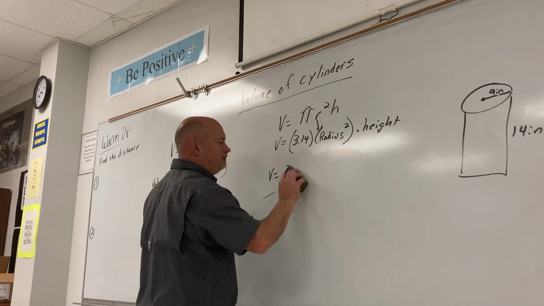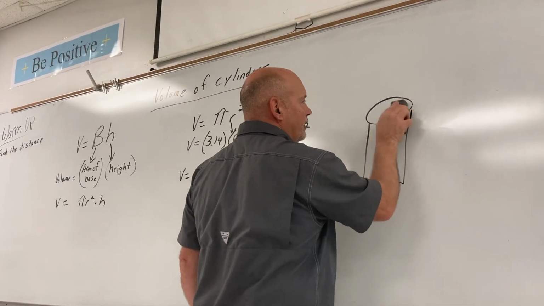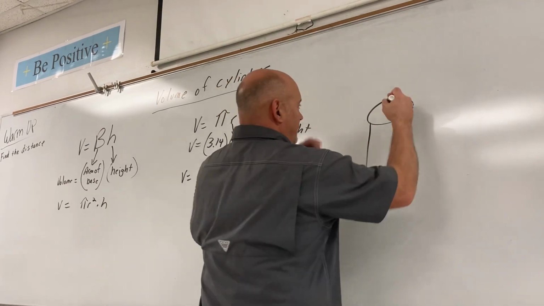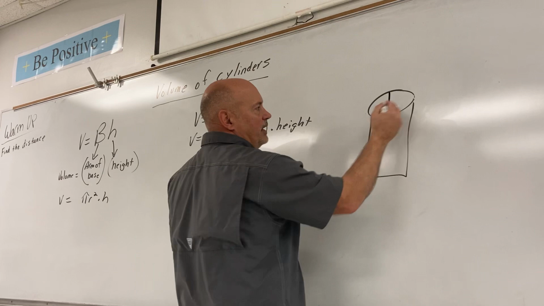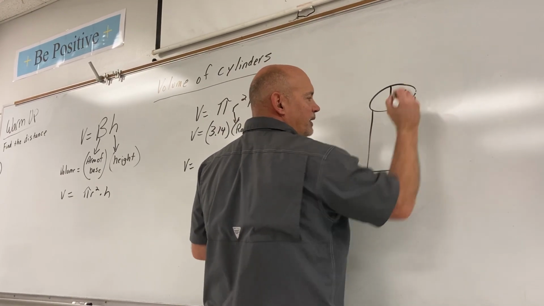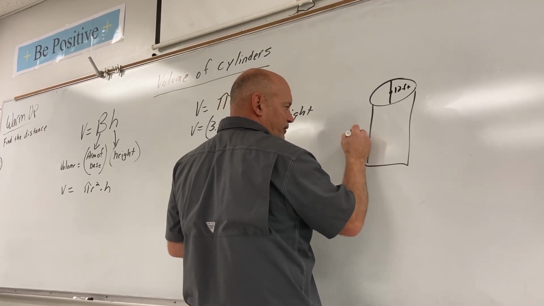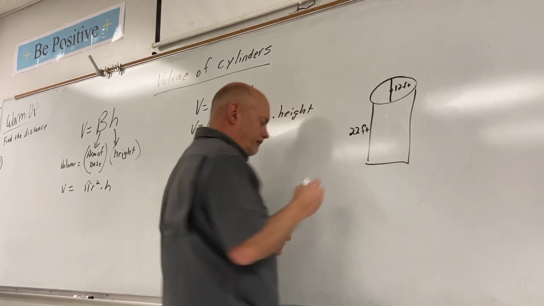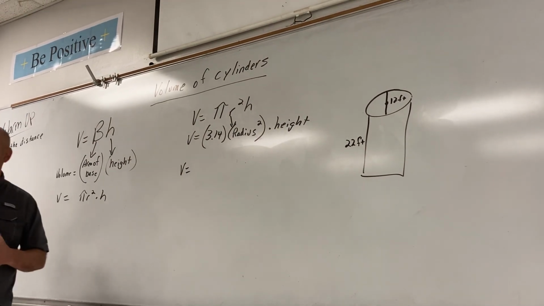Let's do another one. These are actually very easy, kids. Once you get the formula down, you're good. All right, let's say that that is 12 feet. And this is 22 feet. Let's find the volume of this cylinder.